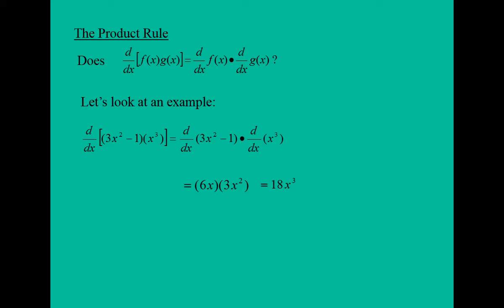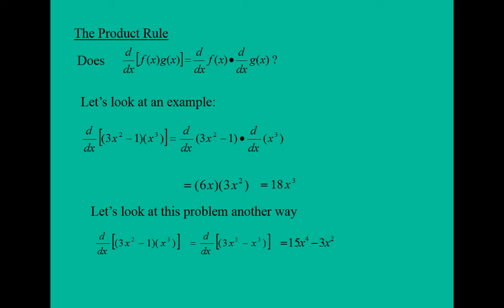Let's approach this a different way. What if we multiplied those two together first? So if we multiplied 3x squared minus 1 times x cubed, we would get 3x to the fifth minus x cubed. Now we know taking the derivative of 3x to the fifth minus x cubed, we can take the derivative of each one of these separately because we are subtracting them, not multiplying them. So we know to find the derivative, we would get 15x to the fourth minus 3x squared. We know that is correct.